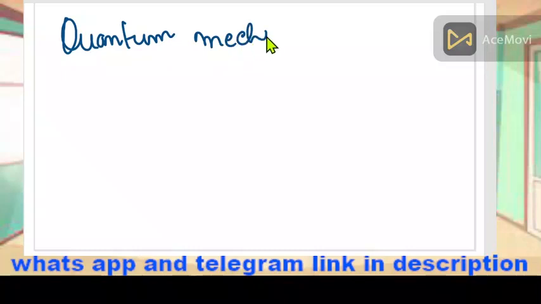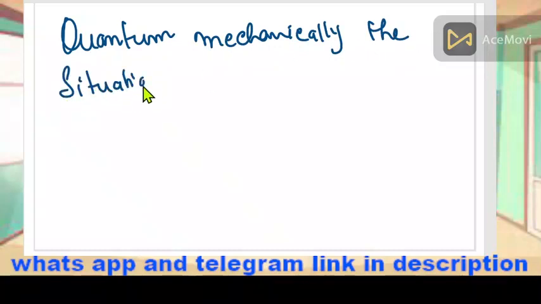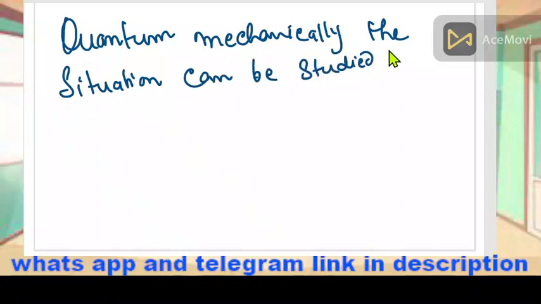Now let us see the quantum mechanical situation. So for the quantum mechanical situation, what do we have to do? We have to solve the Schrodinger equation. Quantum mechanically, the situation can be studied by the Schrodinger equation.